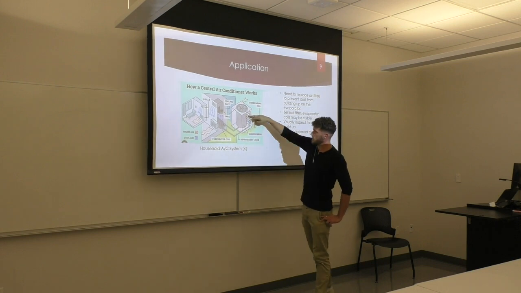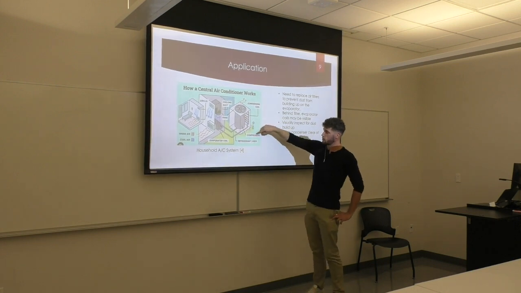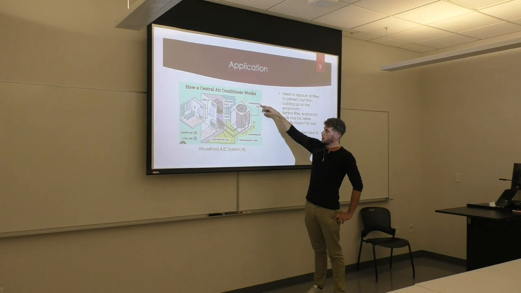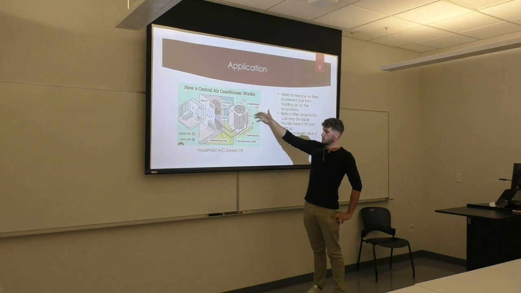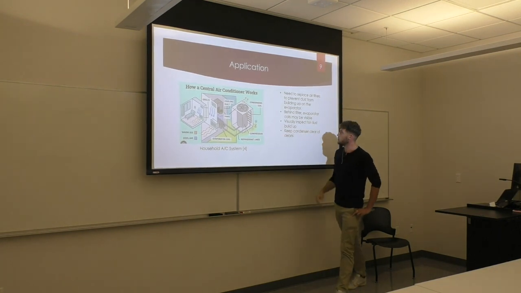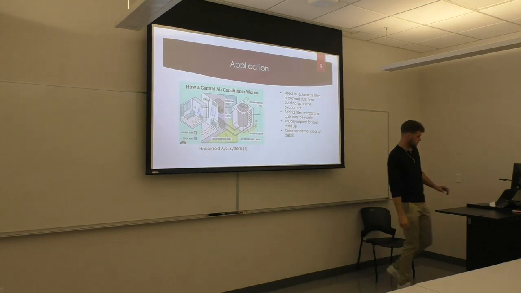Same thing with your outside unit. Your outside unit contains your compressor and your condensing coil. Sometimes this will get collected with leaves and other debris, decreasing flow, so you want to keep it clear. And again, visually inspect it, make sure all that stuff doesn't accumulate on it. Keep your system working nice.